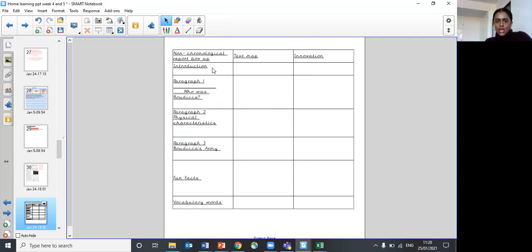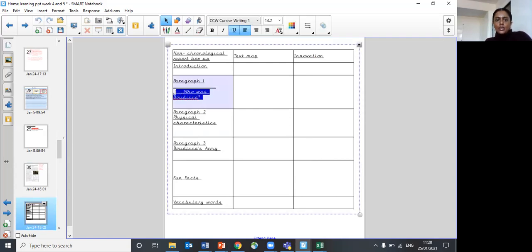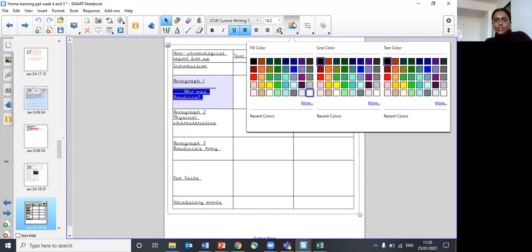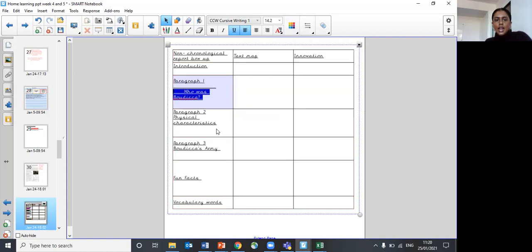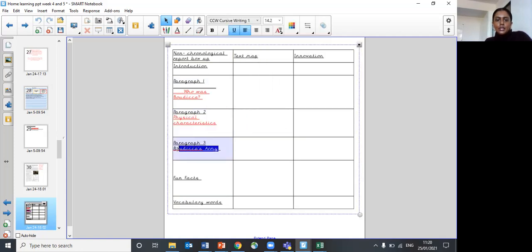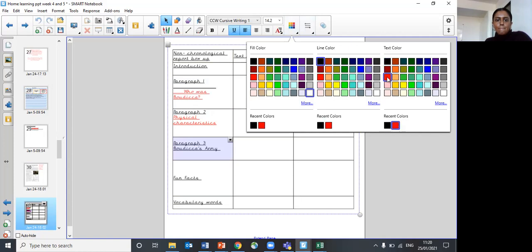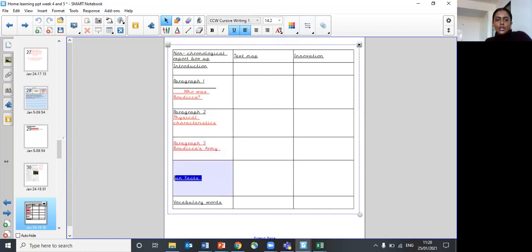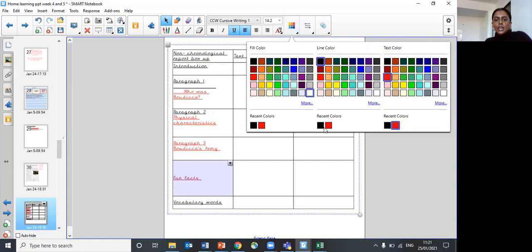So we have an introduction, we have a subheading, which is who is Boudica. I'm just going to change the color. Text color red. Another paragraph of physical characteristics, which I can also change to red. Boudica's army. Fun facts and vocabulary words. So these are the things which are included in our text map. Let's see if we can go through it and box it up.